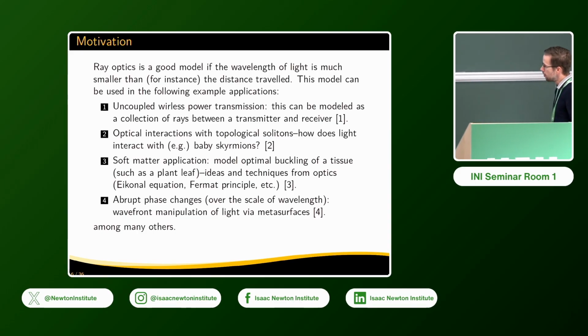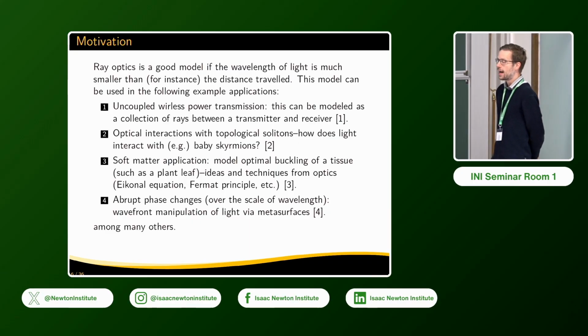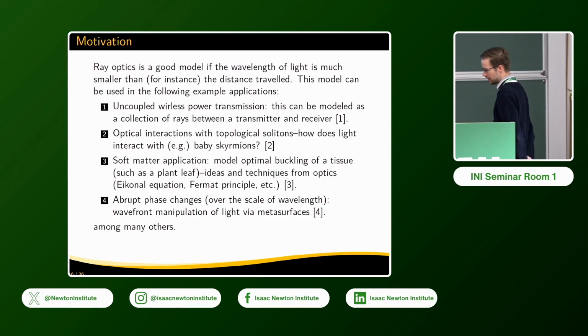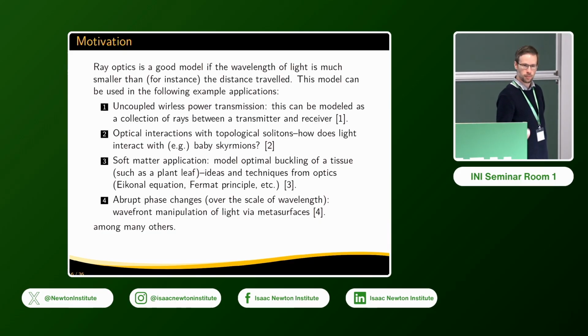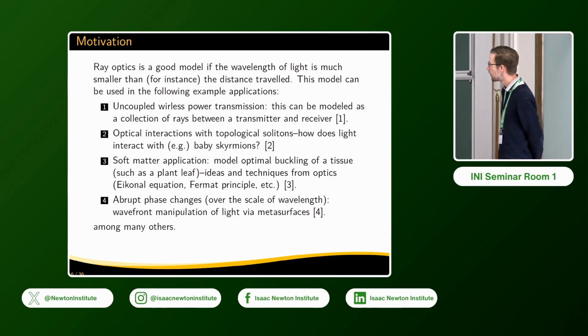Another soft matter application I saw recently was using optics ideas, trying to model the optimal buckling of some tissue, such as a plant leaf. And this was quite interesting. He was using ideas and techniques from geometric optics, such as the classical eikonal equation and the Fermat principle that I will talk about today.